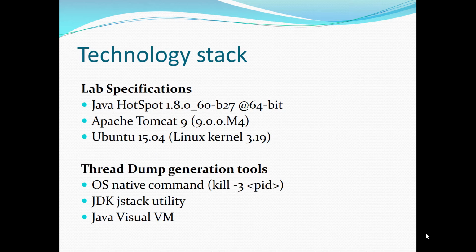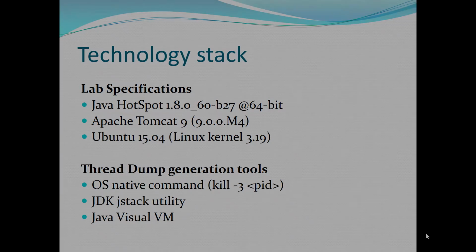Again, on the technology stack, we have a similar setup as the last video: essentially Java HotSpot 1.8, 64-bit of course, Apache Tomcat 9, which is the M4 build, and Ubuntu 15.04 still in our lab environment. The thread dump generation tools we're going to use today are again the OS native command kill -3, the JDK jstack utility, and Java VisualVM. Those are the tools we're going to use to explain the technique of generating consecutive snapshots in order to identify the root cause of slowness.